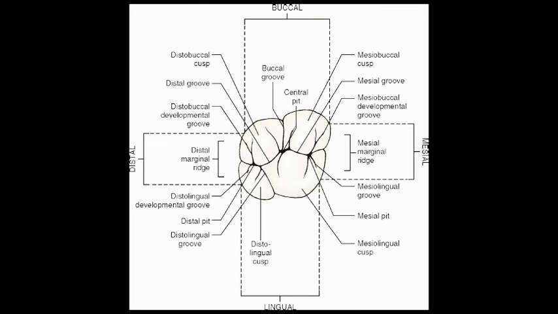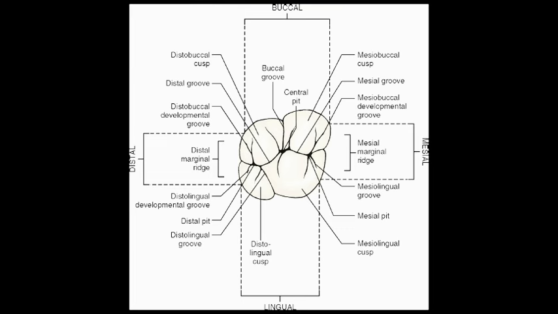Presence of the oblique ridge. This ridge crosses the occlusal surface. It is formed by the union of the triangular ridge of the distobuccal cusp and the distal ridge of the mesiolingual cusp. Mesial marginal ridge and distal marginal ridge are present. The two minor fossae, mesial triangular fossa and distal triangular fossa, are in relation to the marginal ridges.